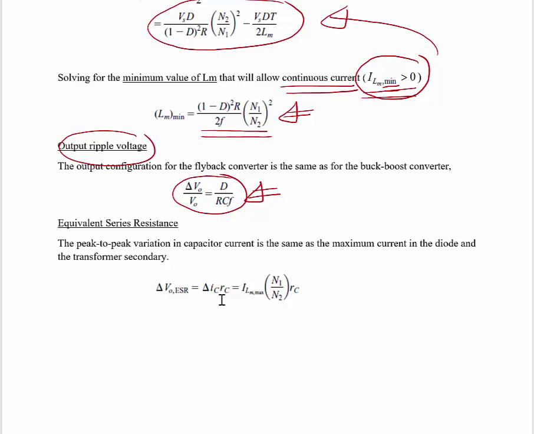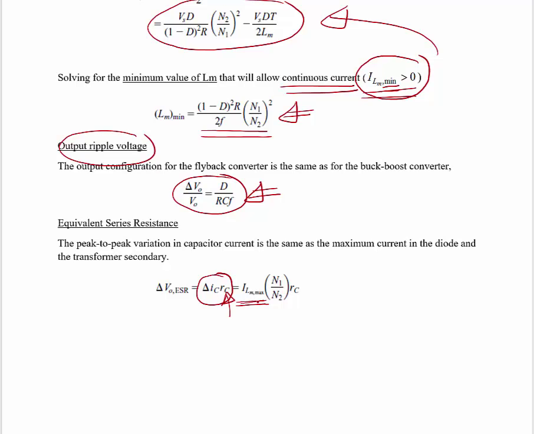We normally calculate the ripple due to the equivalent series resistance, and the expression we always use for the change in voltage due to the ESR is the change in capacitor current multiplied by RC, the equivalent series resistance. In the buck-boost, we know that this change in capacitor current is equal to what? The maximum inductor current.